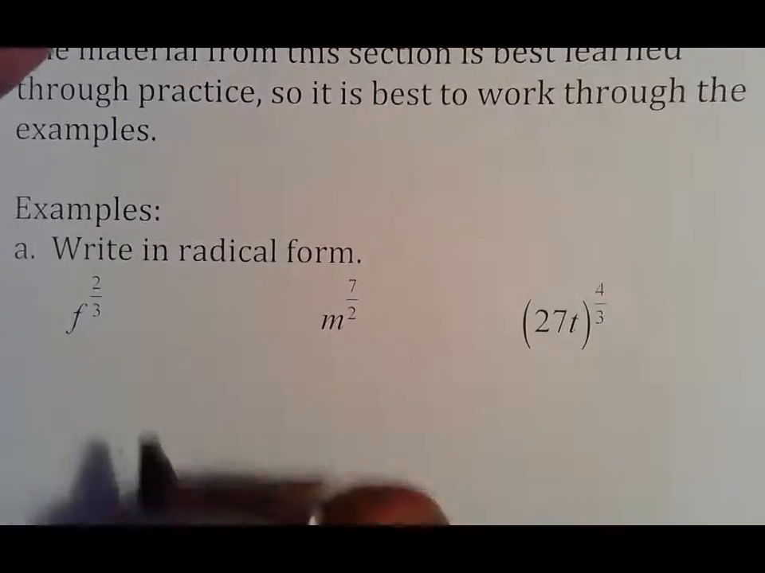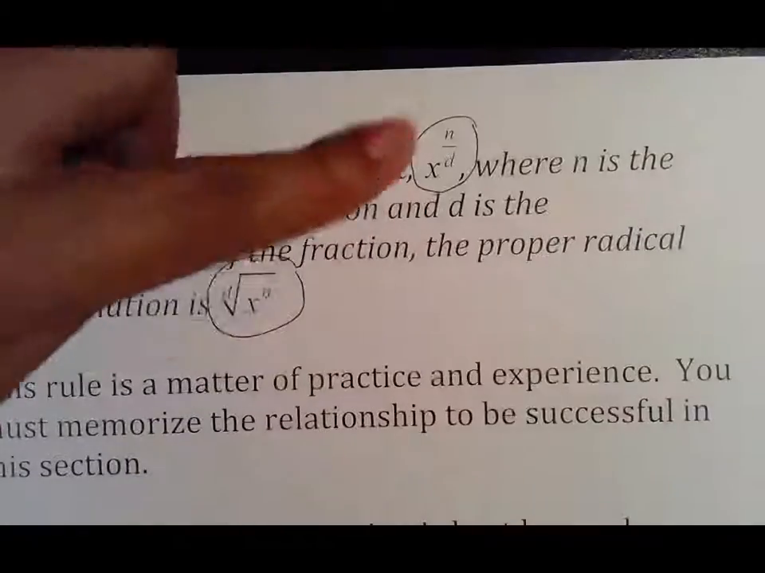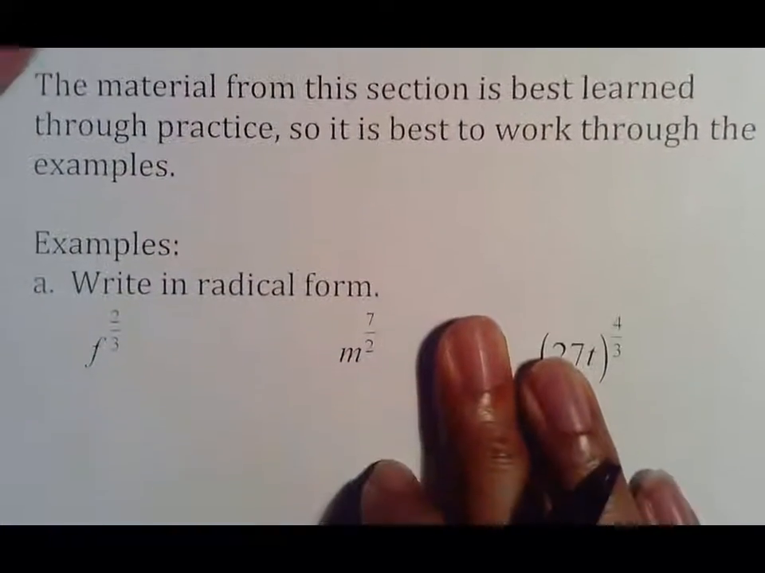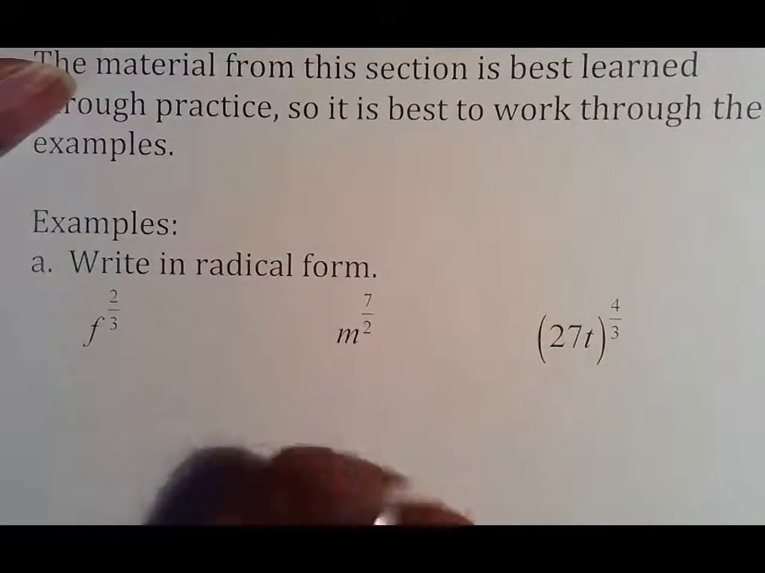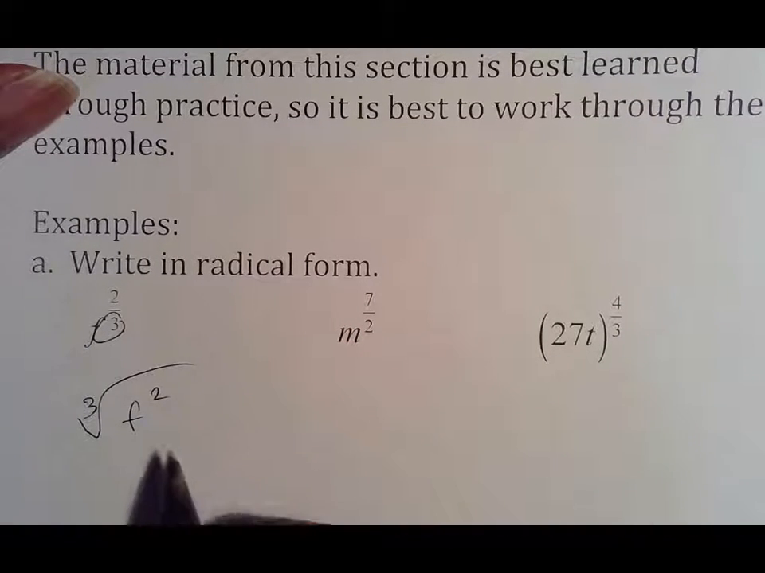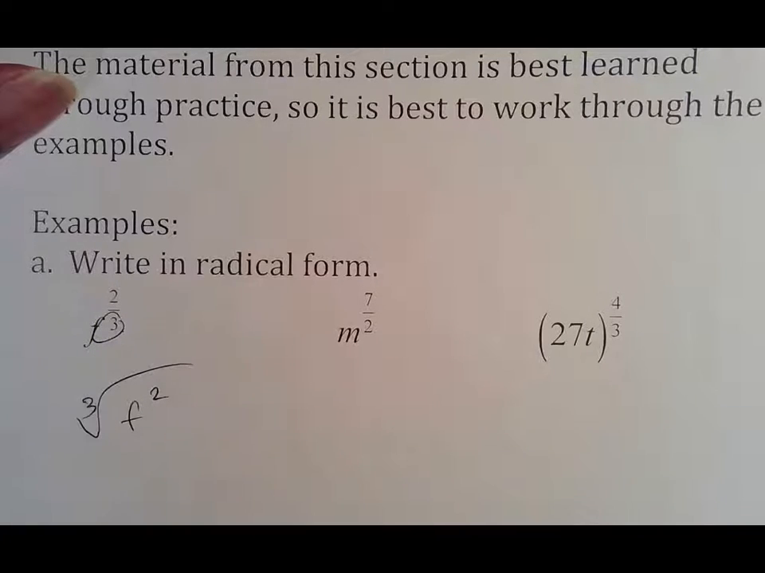It's going to say write in radical form. You have to remember from these notes where the top number goes, where the bottom number goes. Remember that your bottom number is your root. So this would be the root, so third root of f to the second. Numerator top, denominator root.